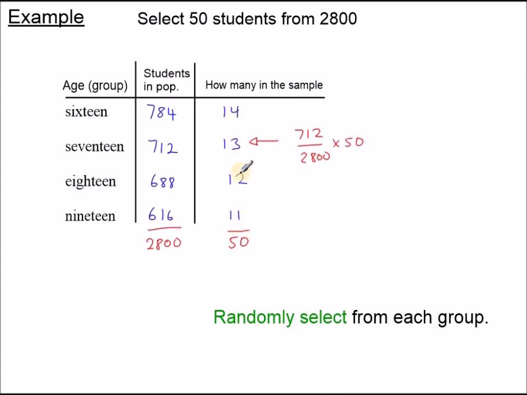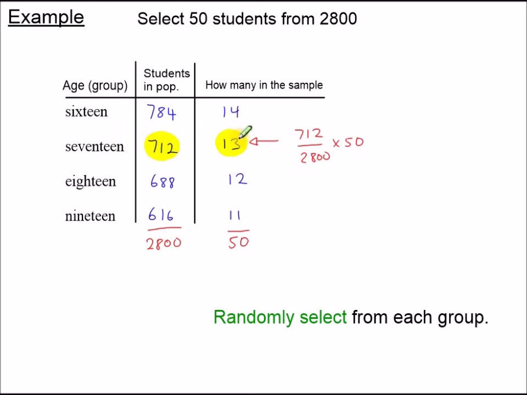Sometimes you might have decimal values here, in which case you just round to the nearest integer, and you might end up with a sample size which is slightly different to 50, but it really doesn't matter. So I need 13 students from these 712 in that group.